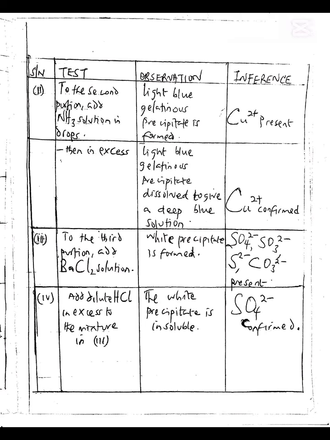Then when you add dilute HCl in excess to the mixture in 3, that is to the one you added barium chloride, you observe that the white precipitate is insoluble. This confirms SO4 2-. So the precipitate of SO4 2- is always insoluble when you add hydrochloric acid.